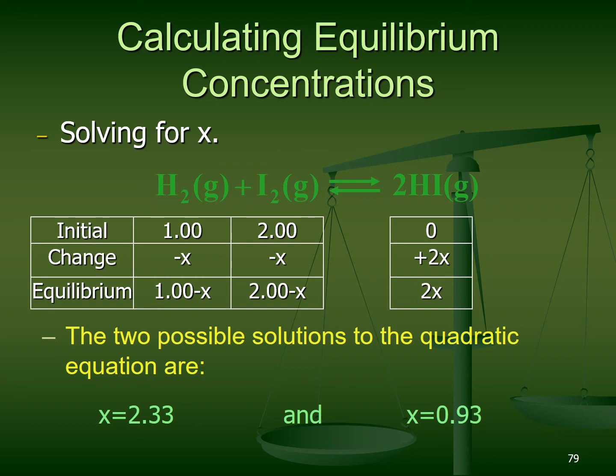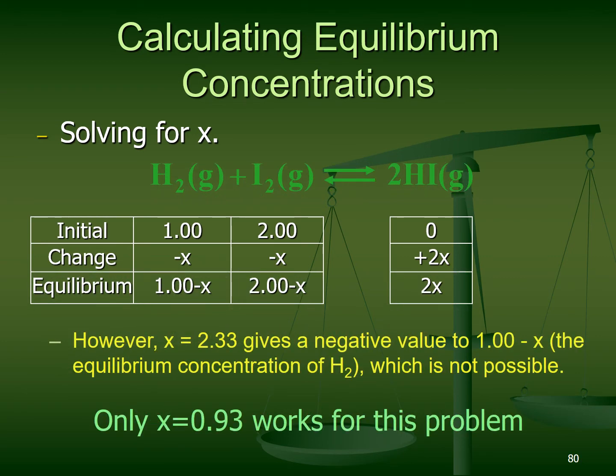If we picked x equals 2.33, you would notice that we're going to have negative concentrations, which of course solves the math problem very nicely, but doesn't really make any sense for a real life problem. So we're going to ignore 2.33, and we know that our answer is going to be x equals 0.93. So now we can plug that 0.93 back into our equilibrium expression, and we find out that 1 minus 0.93, oh, there we go, 0.93 works.